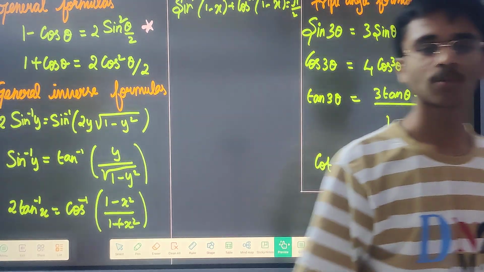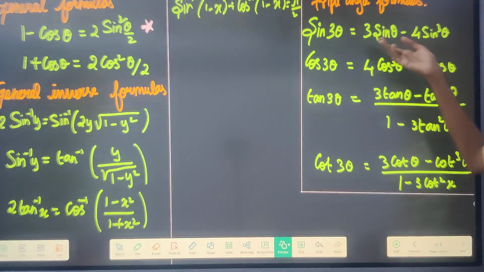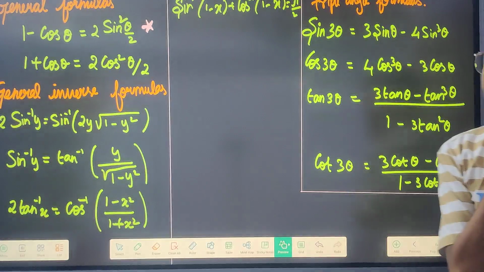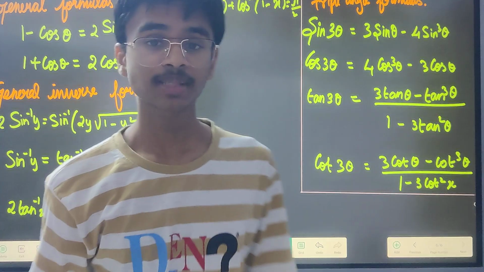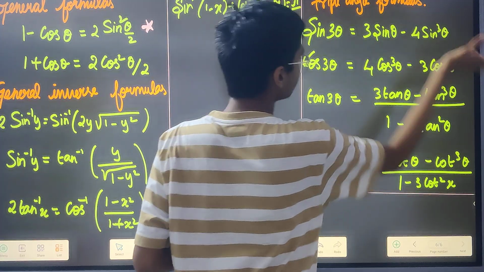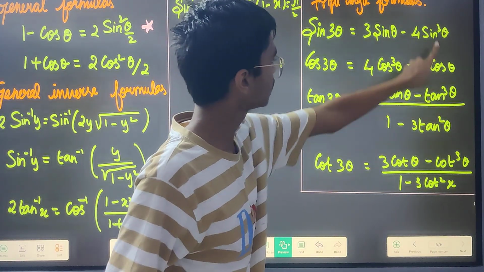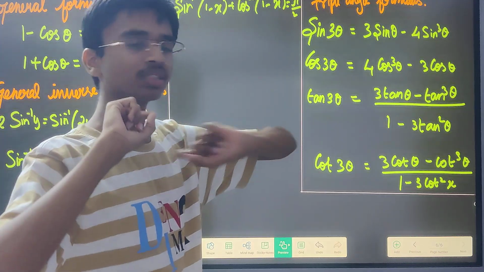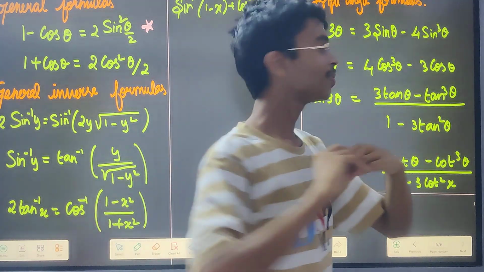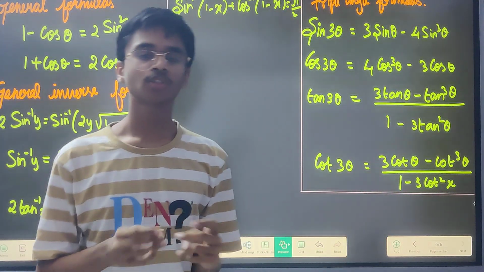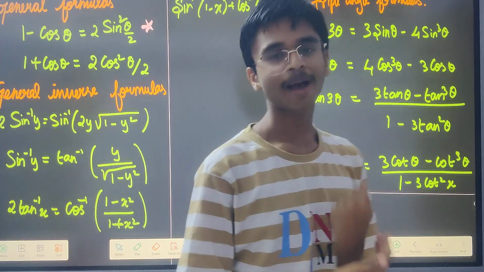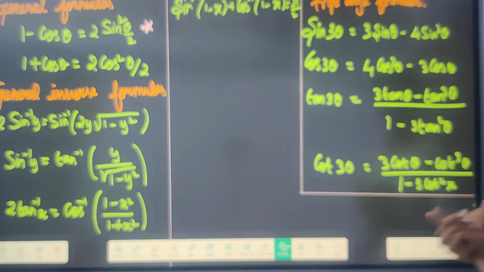Next is the triple angle formula. So sin 3 theta is equal to 3 sin theta minus 4 sin cube theta. For cos 3 theta, substitute sin theta with cos theta, then multiply this LHS with a minus sign. Then you will get this formula: cos 3 theta is equal to 4 cos cube theta minus 3 cos theta.